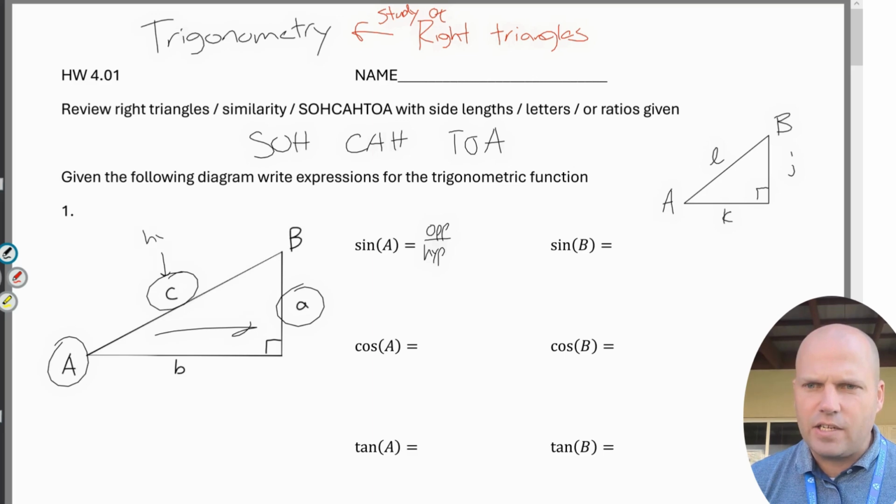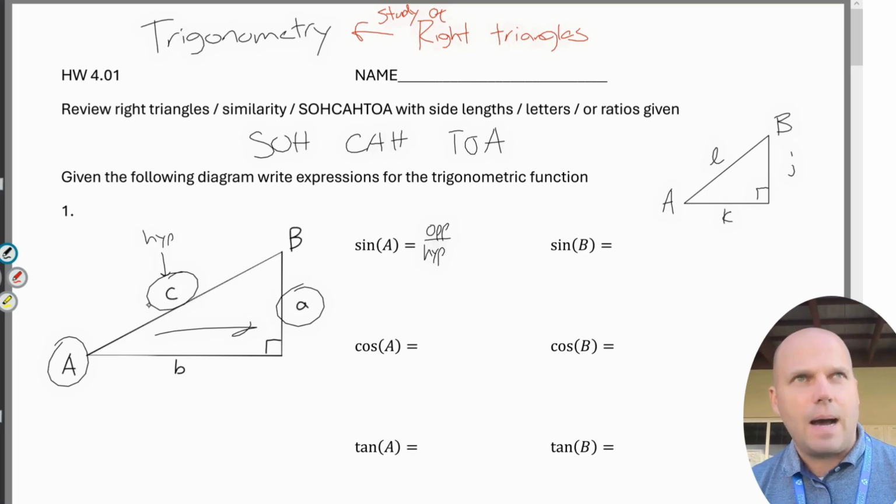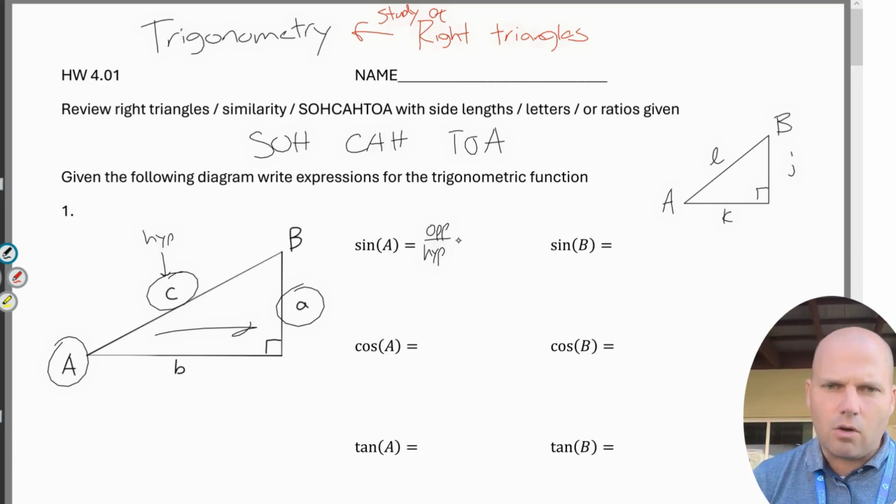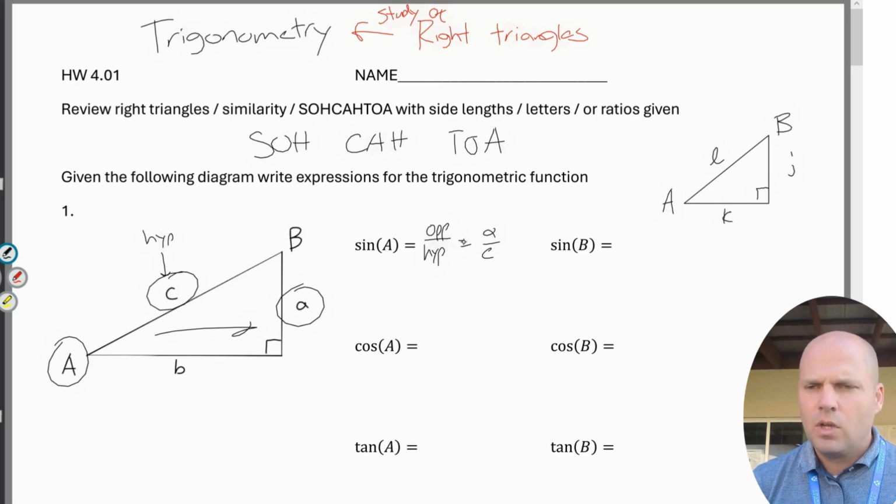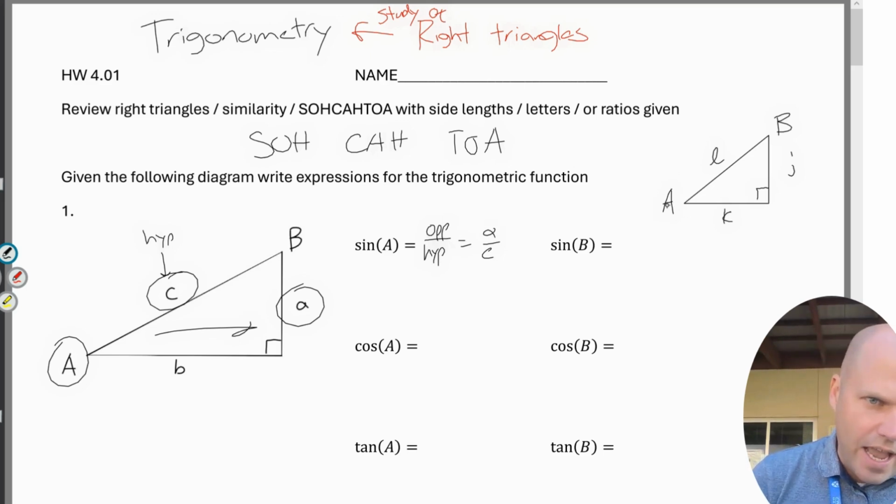Now you have to understand the hypotenuse is never the opposite, it's never the adjacent. The hypotenuse is the hypotenuse. You'd be like, oh, cool, A over C. Well, if this triangle had the angle A, this would be J over L.